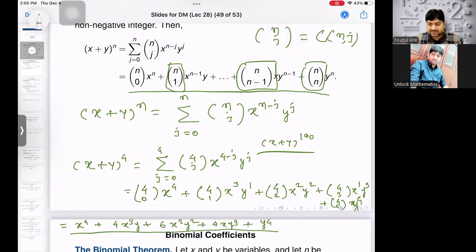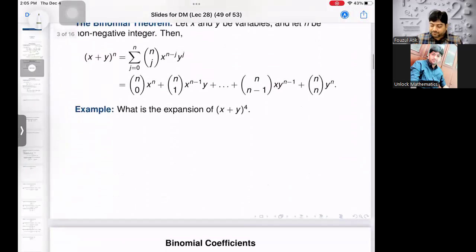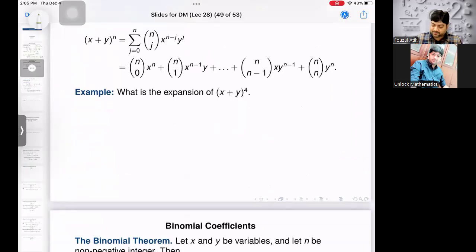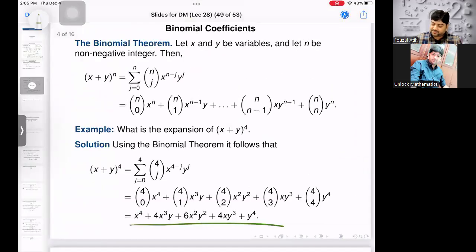Clear? So this is how you can expand any expression of this form, (x plus y) whole to the power n, for any positive integer n. I hope this is clear. This is a problem we have done, and we got this expression.